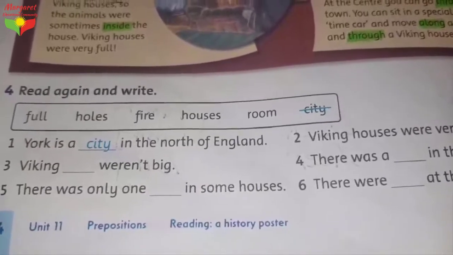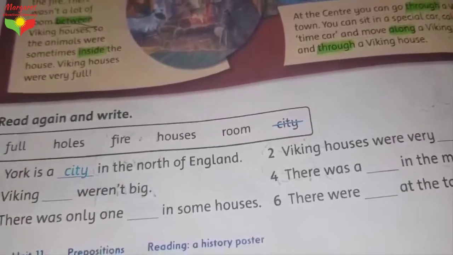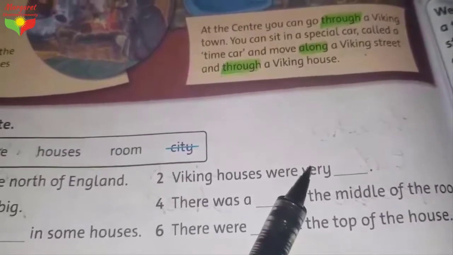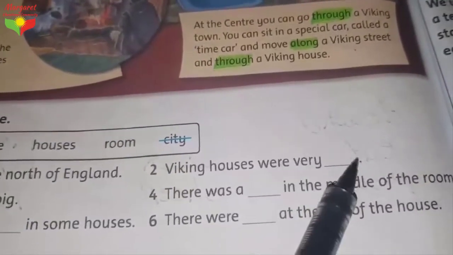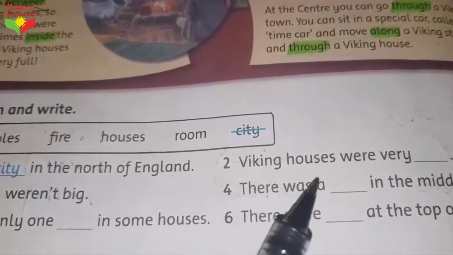Number 1, York is a city in the north of England. Okay, number 1 is done. Number 2, Viking houses were very. We have very, so after very we should add an adjective. Viking houses were very room, nope.